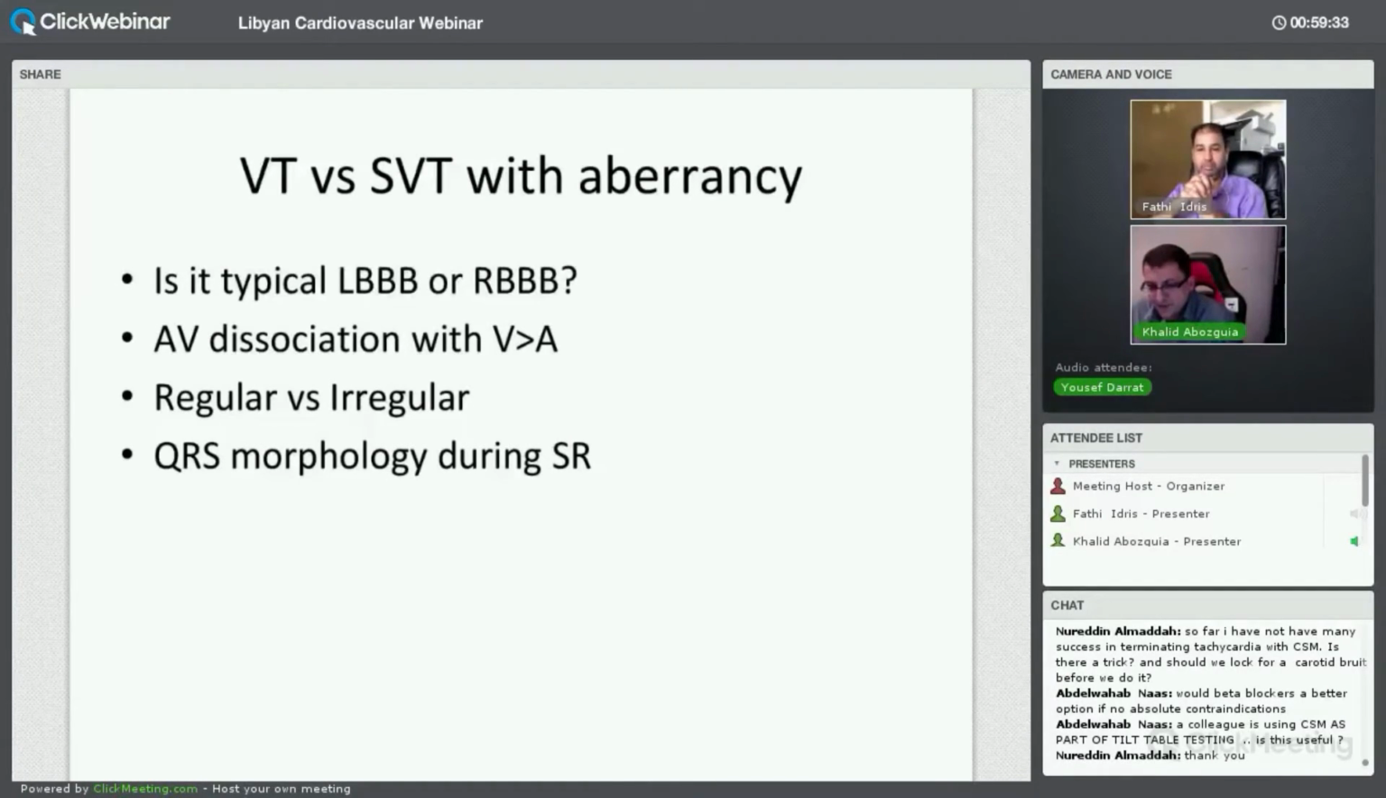There is a question from Dr. Abdul Wahab Al-Nas. He said carotid sinus massage, we use it routinely as part of the tilt table test. Is that useful? Do you have a comment? Maybe Yusuf will comment about this.